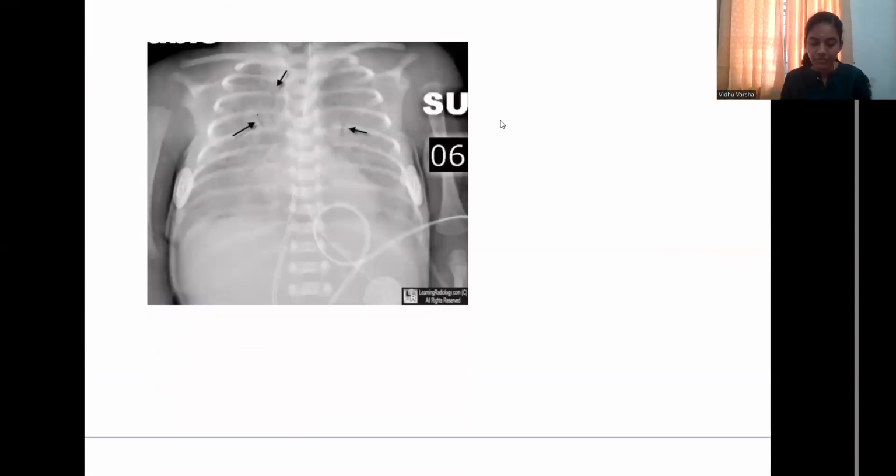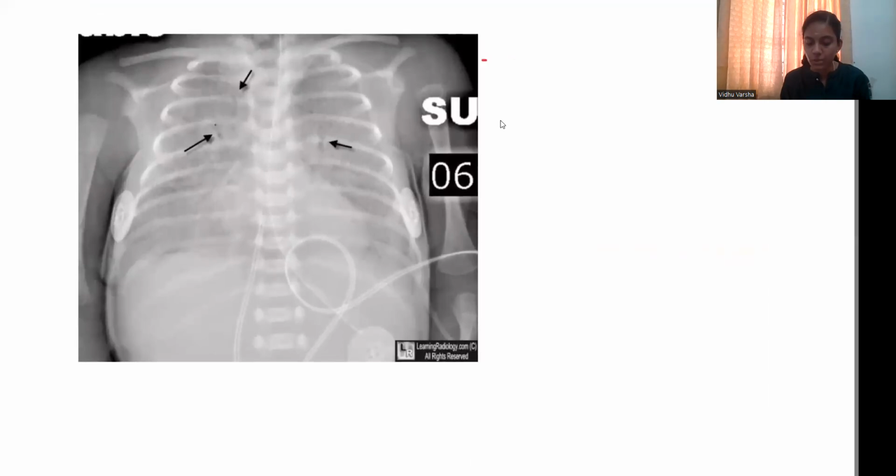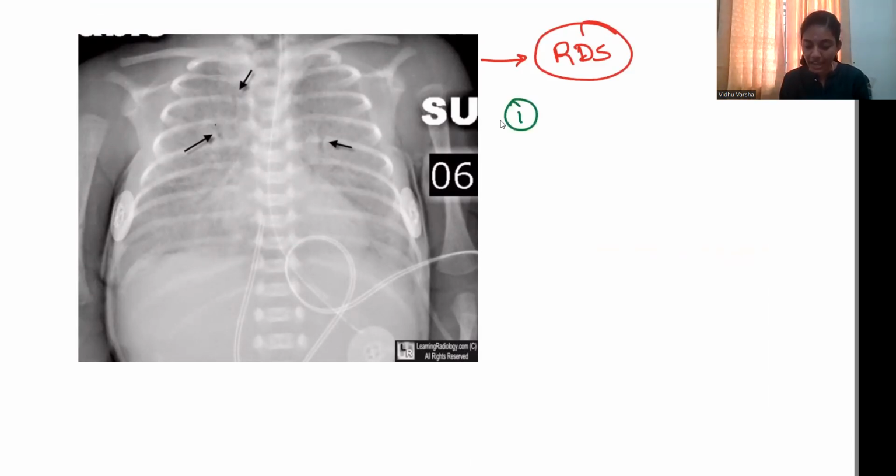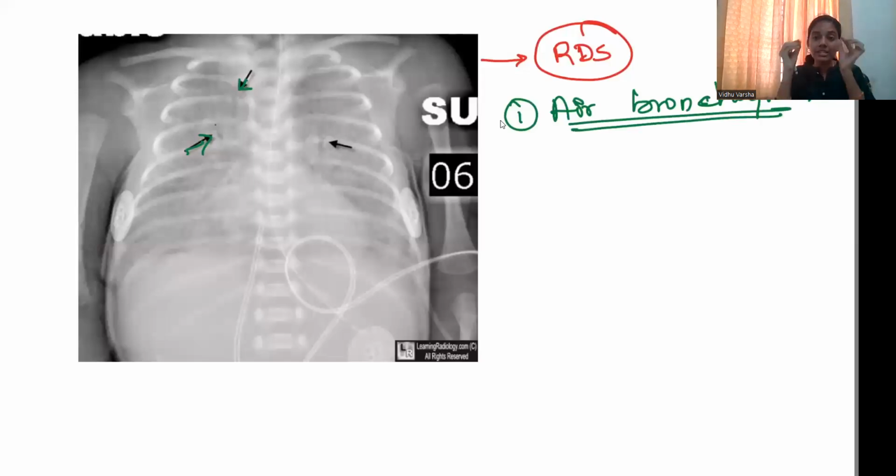Going on to this X-ray finding, this is an X-ray finding of a child with respiratory distress syndrome. So what are the main findings you can see? There are four main findings. One is your air bronchogram. So air bronchogram is the one that is being indicated here. Air bronchogram is nothing but the air that is going till the level of your bronchiole.